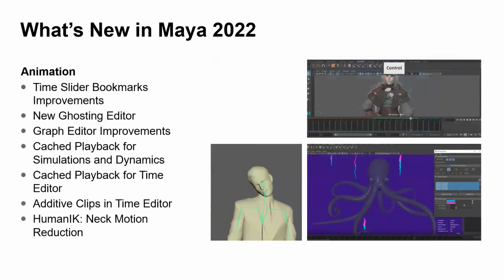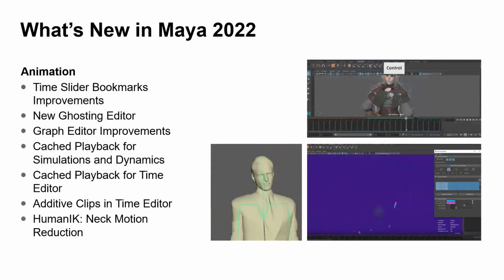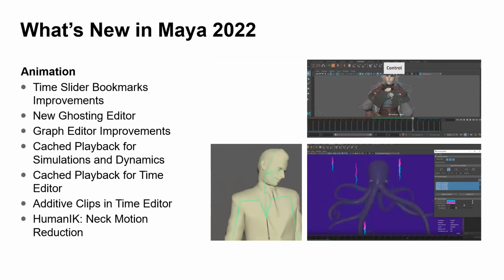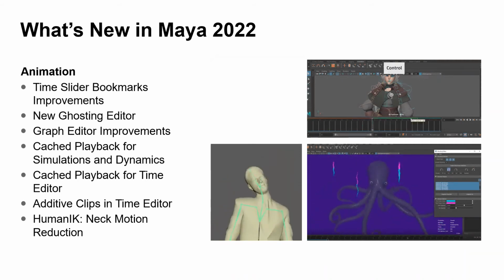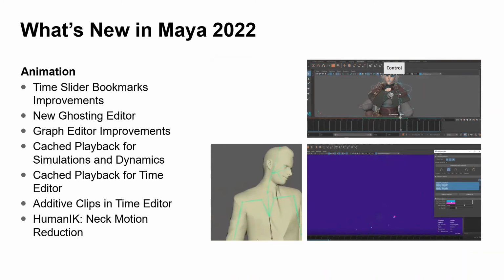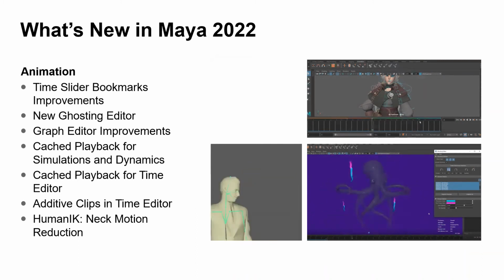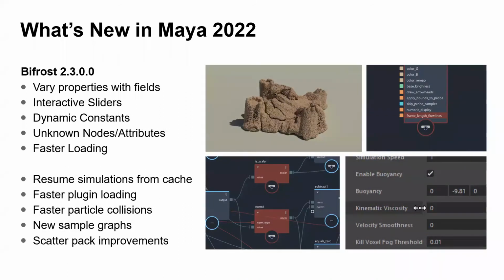And obviously, out of the box 2022, it's a lot, it's really a lot what has been improved with regards to time slider bookmarks, new ghosting editors, cached playback for simulations and dynamics, and also human IK neck motion reduction. That was also an issue. And then we have, that's another chapter, Bifrost. Where you have your visual effects, where you can do granular solvers, flow solvers.